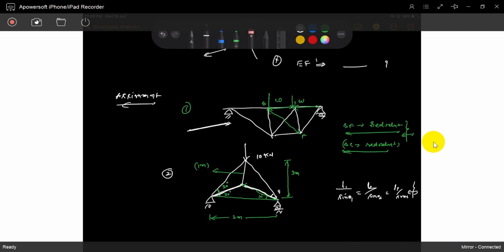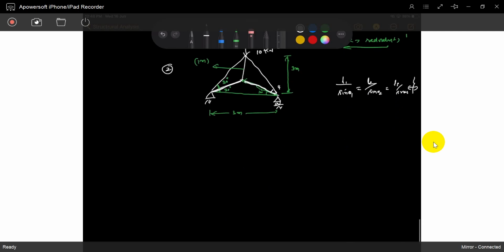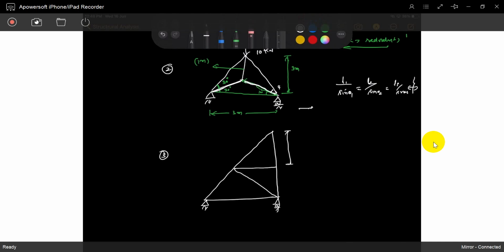So I will give an example. Calculate it. If you feel this is too much, this is also too much. This is a determinate structure. I will give some lengthy problem. This is going to be 3 meters.